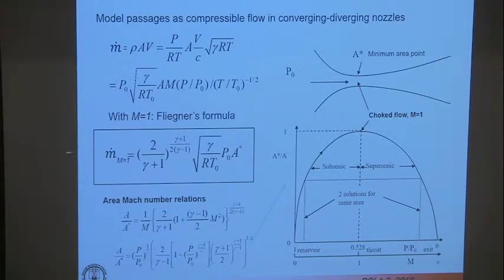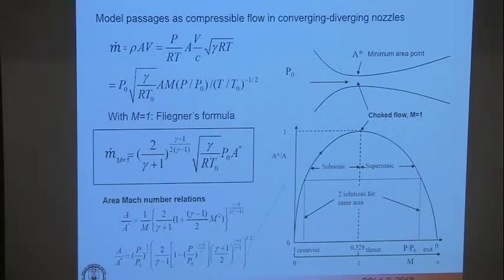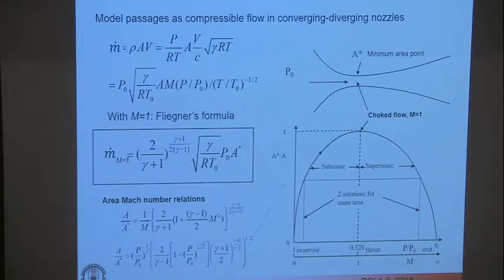What it says is that the mass flow rate, when the Mach number is equal to 1, is determined by three parameters, really: the pressure in the reservoir, the minimum cross-sectional area, and the temperature in the reservoir. So here's my duct, here's my reservoir at pressure P0, here's my minimum cross-sectional area point, and of course I had a temperature here as well. Those parameters determine how much mass flow can pass through this converging, diverging nozzle.